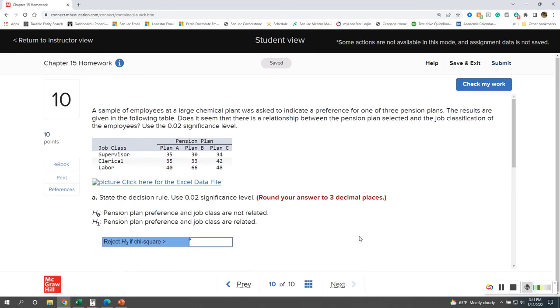10. Last question. And so far, not really any problems except for a rounding issue in one of the early questions. Question 2. So, a sample of employees at a large chemical plant were asked to indicate a preference for one of 3 pension plans. The results are given in the following table. Does it seem that there is a relationship between the pension plan selected and the job classification of employees? Use the 0.02 significant level. Alright, notice we are again in a contingency table.